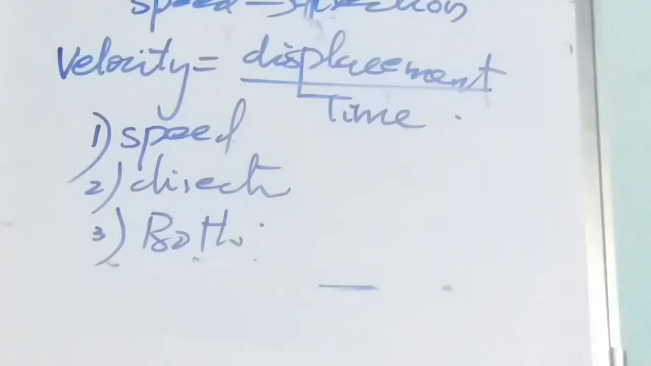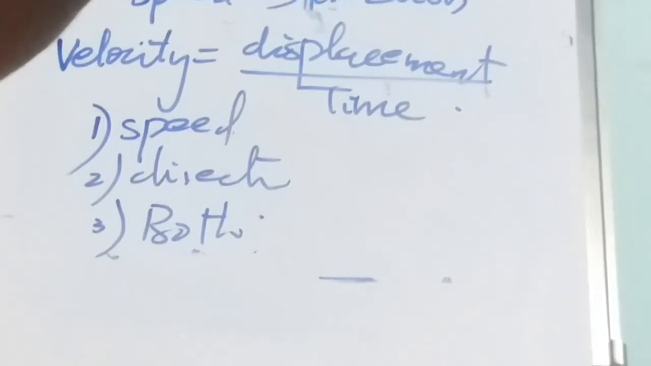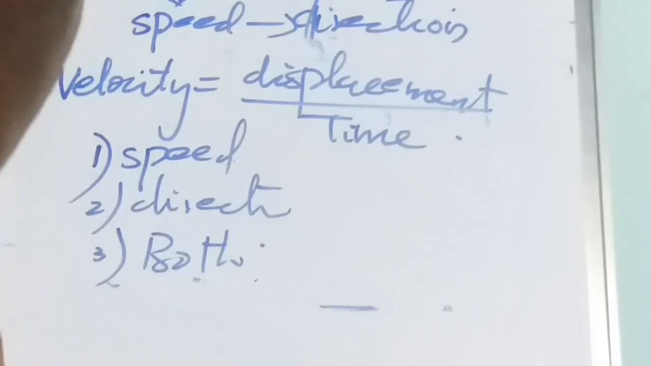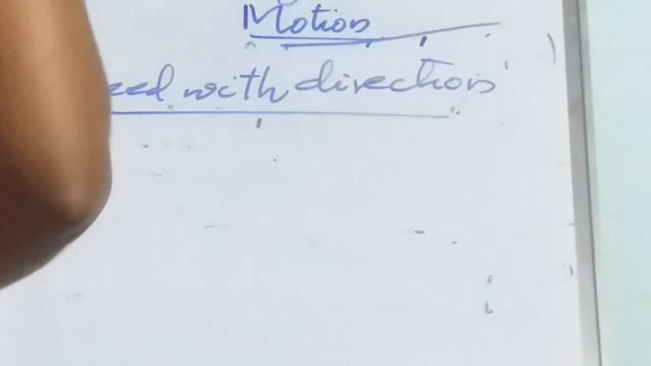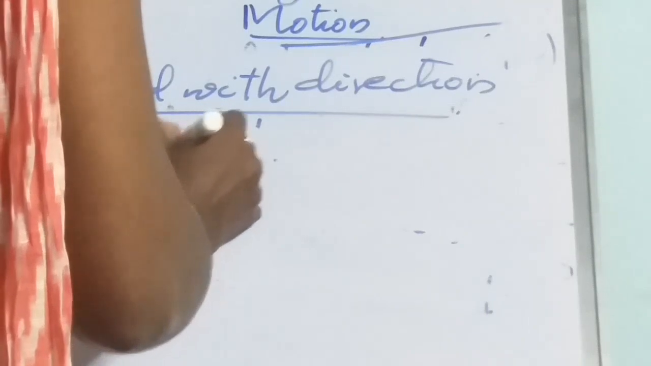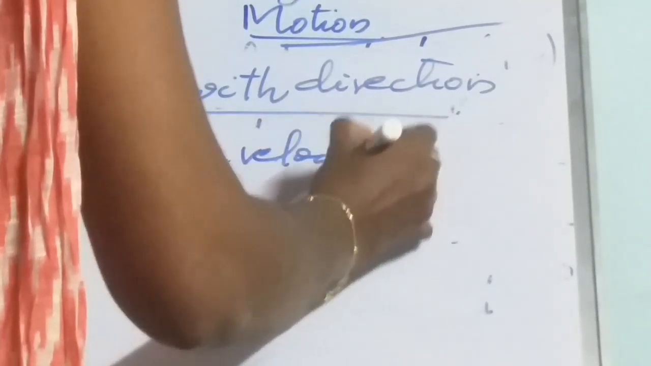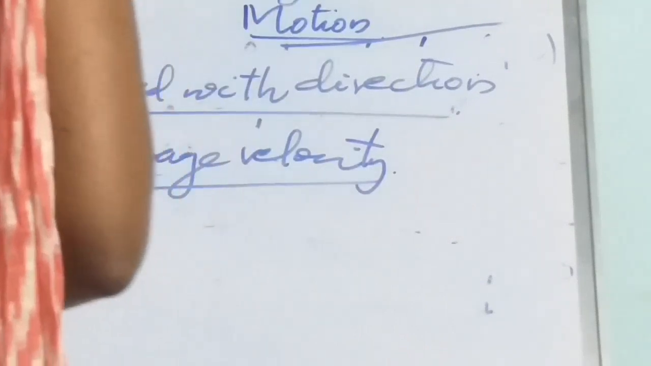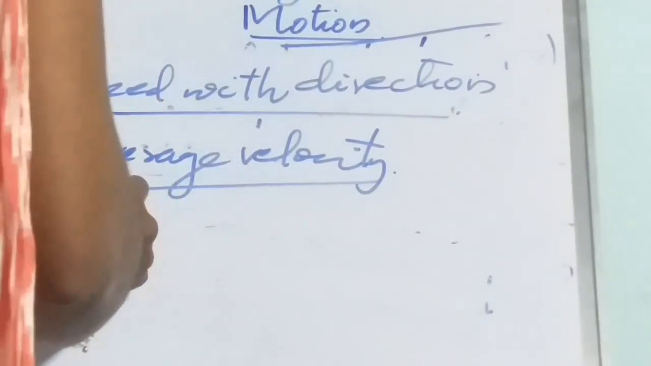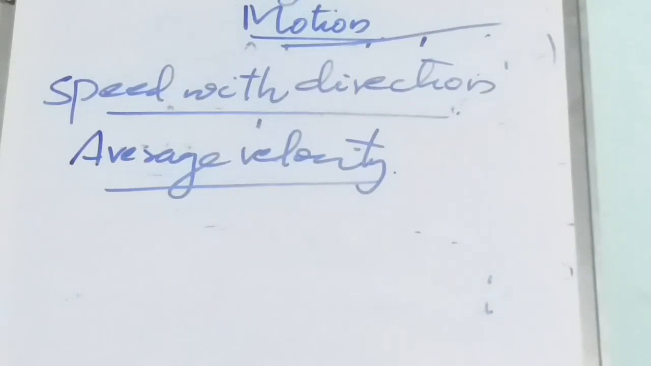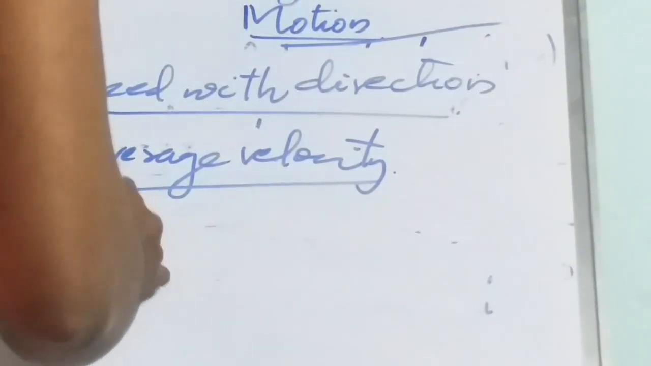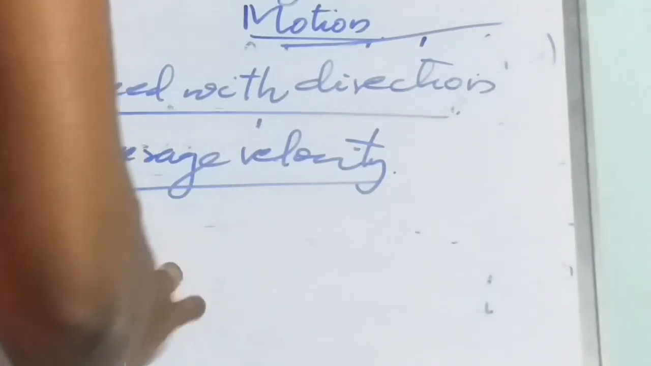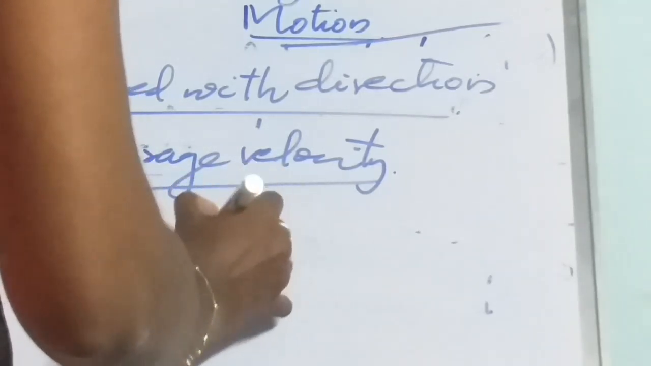we can calculate the average velocity. If the velocity of an object is changing at a uniform rate, in that case we can calculate the average velocity. Then how can we calculate the average velocity? It can be calculated by taking the arithmetic mean of initial velocity and final velocity.